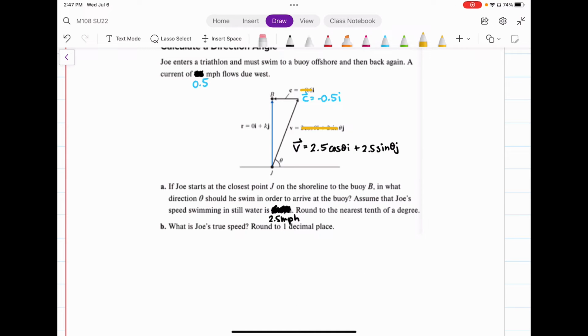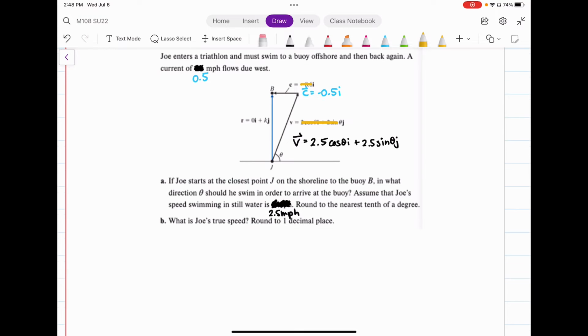Joe enters a triathlon and he has to swim to a buoy offshore and back again, but there's a current that's flowing due west. If he starts at the closest point J to the shoreline to the buoy, in what direction theta does he need to swim east in order to arrive at the buoy with the current pushing him west? Assume that his speed swimming in still water is 2.5 miles per hour. What is his true speed?